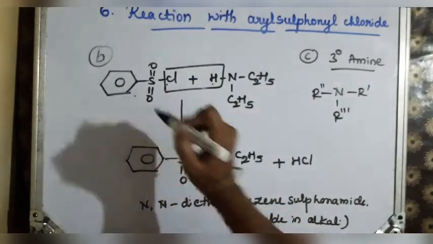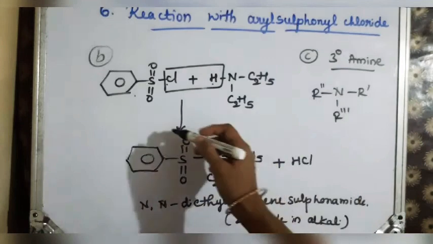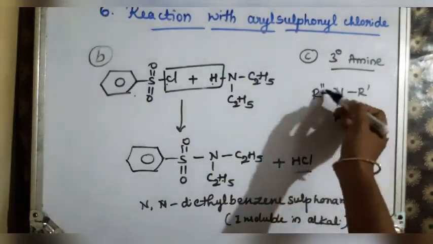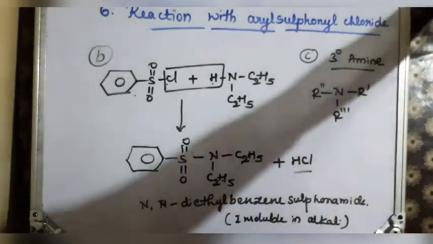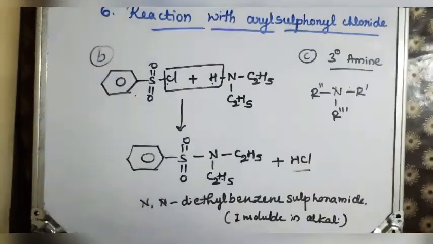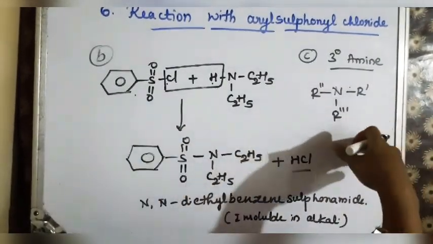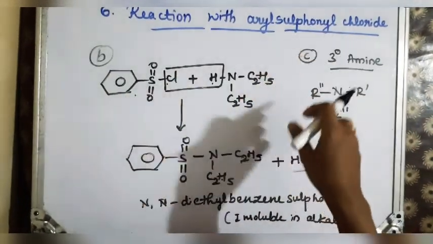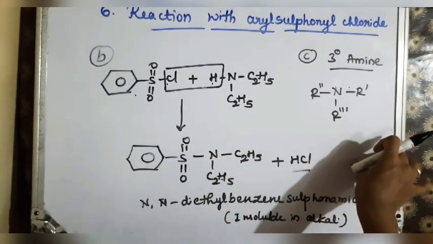To react with the benzene sulfonyl chloride, there should be a hydrogen, so that it goes out by the liberation of HCl. As there is an absence of hydrogen atom, it does not show any reaction with the Hinsberg reagent. So as all 3 different amines react differently with the Hinsberg reagent, it is used to distinguish primary, secondary and tertiary amine.